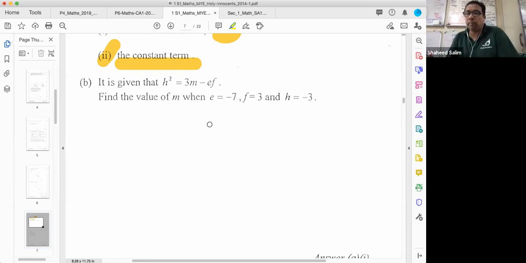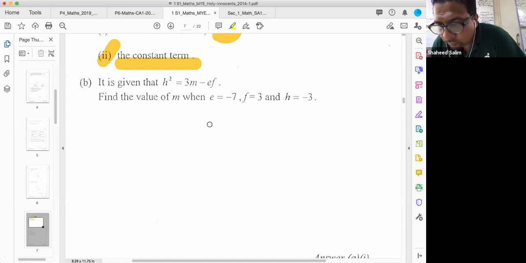Sabrina, you blur? No. Sophia, you blur? No. Shafika, you blur? Are you blur? Yes.